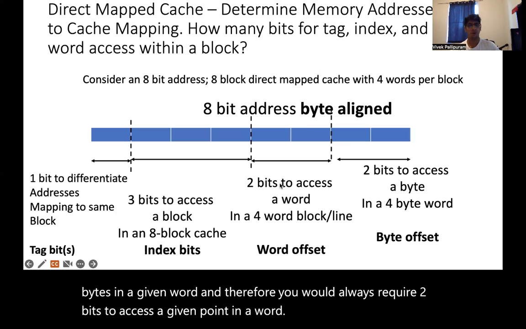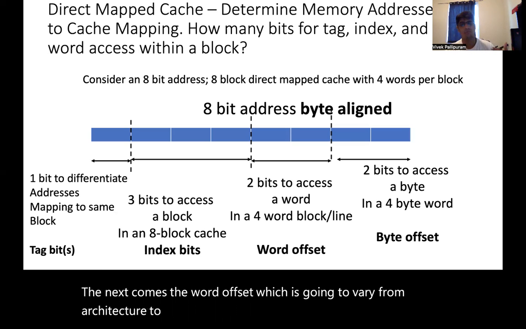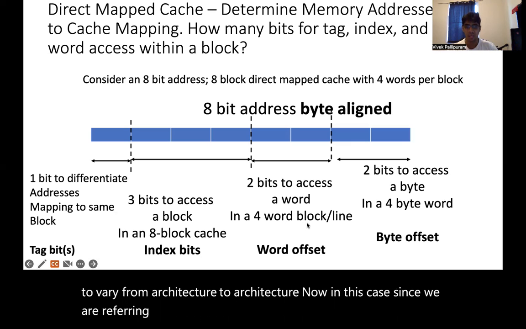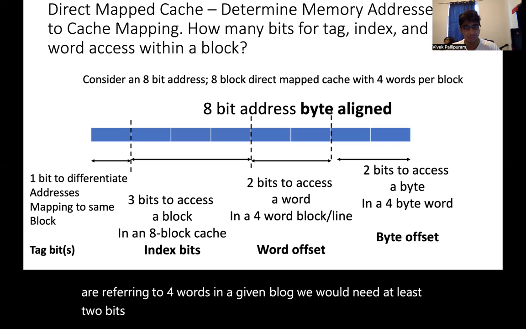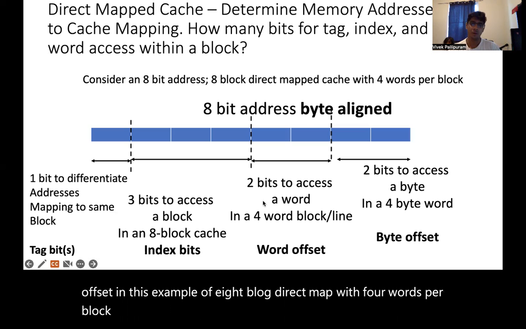The next comes the word offset, which is going to vary from architecture to architecture. Specifically, the number of bits is going to vary from architecture to architecture. Now, in this case, since we are referring to 4 words in a given block, we would need at least 2 bits to access one of the 4 words. And therefore, the word offset in this example of 8-block direct map with 4 words per block is going to be 2. So word offset is equal to 2.